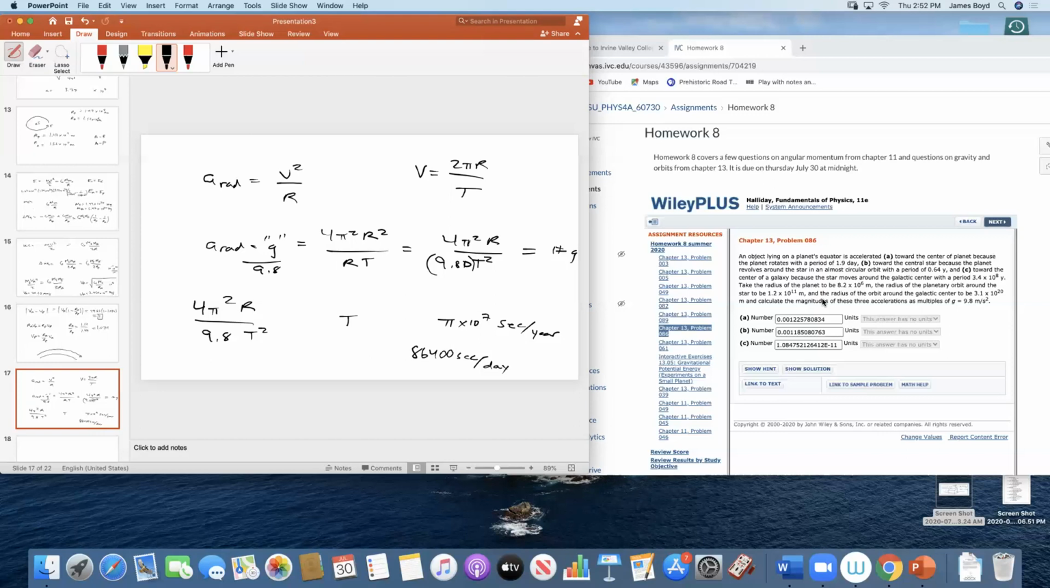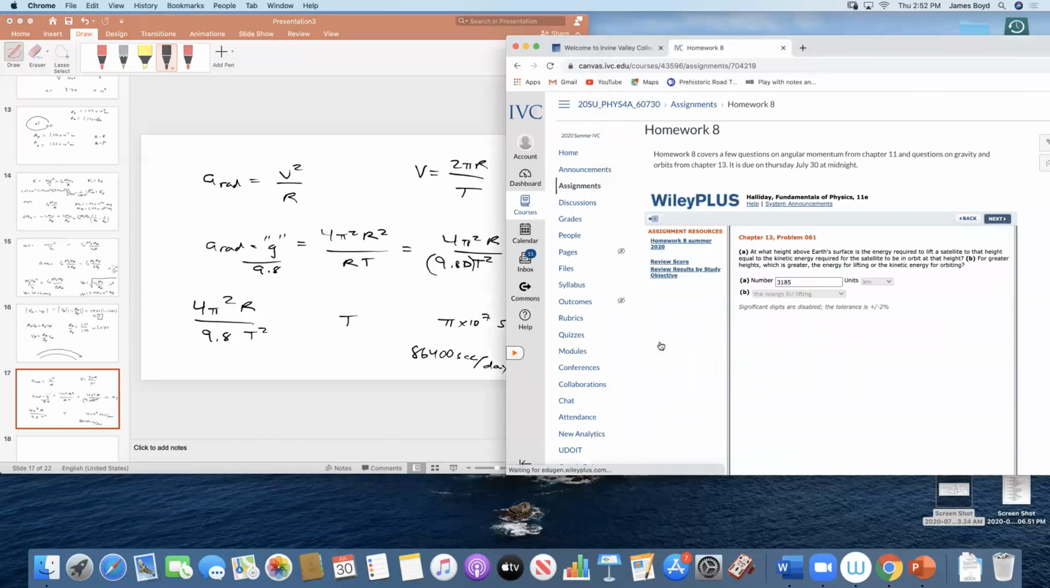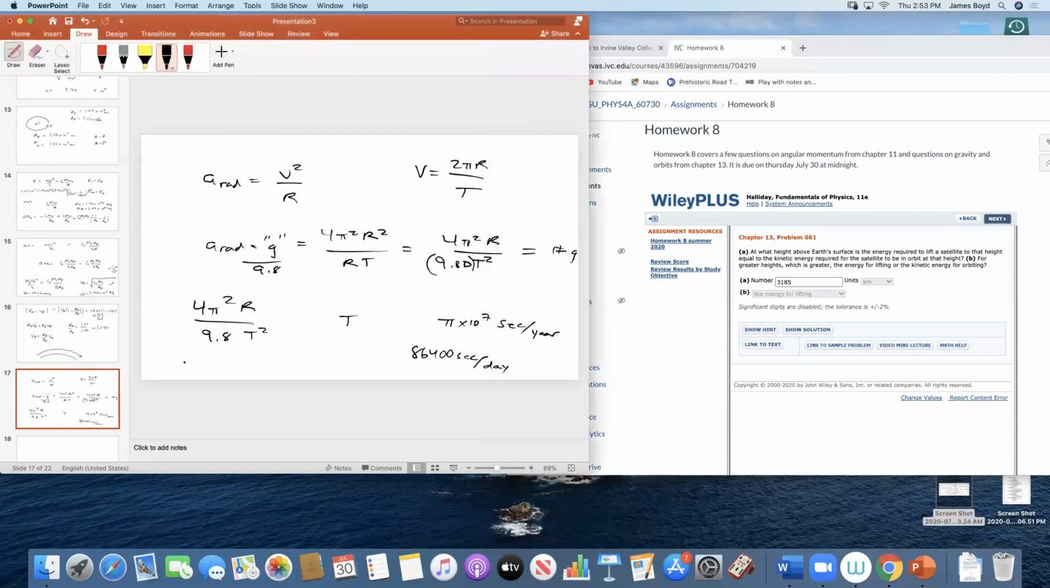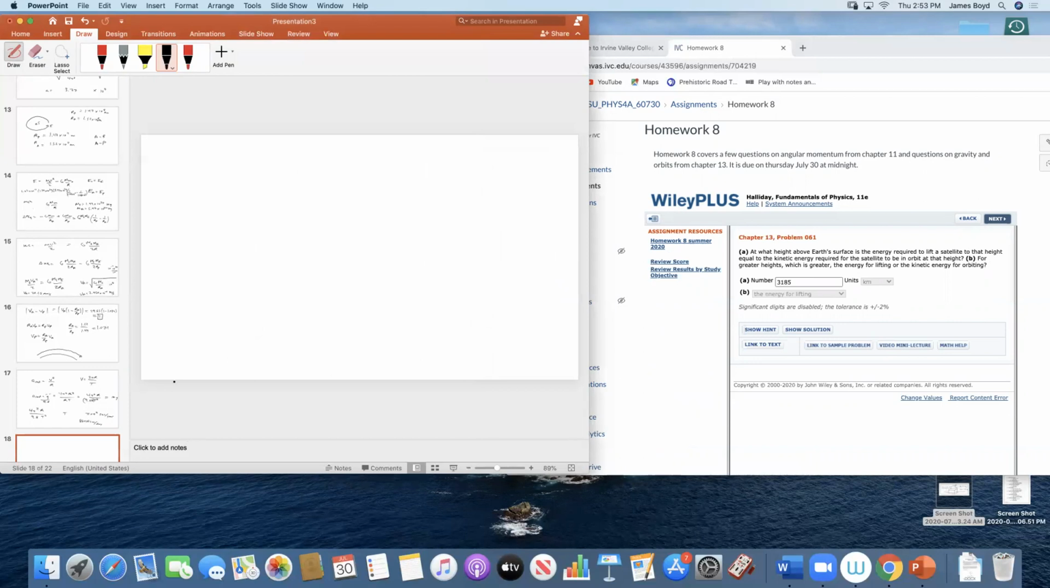This isn't real hard, actually. This isn't the wonky one. The wonky ones are the next two, 61 and 39. Okay, this is probably the worst question on this homework because it's poorly worded and it's a hard question to understand.